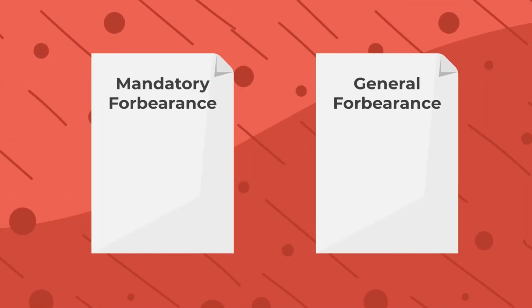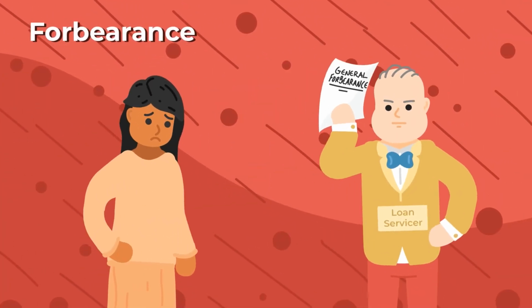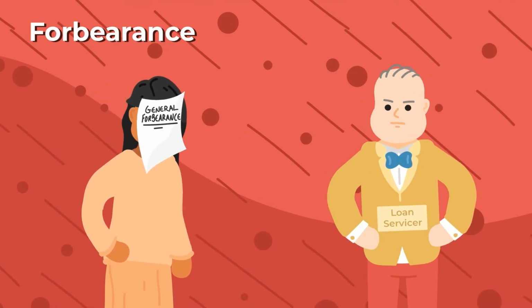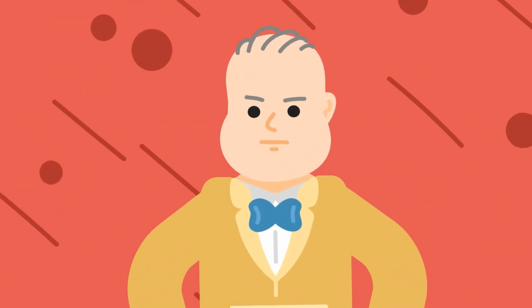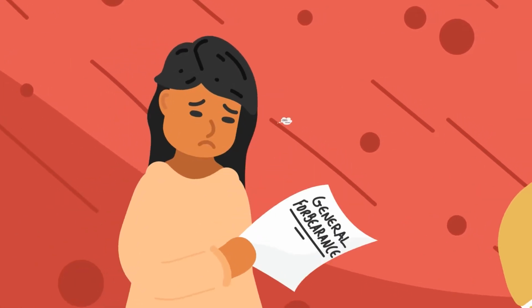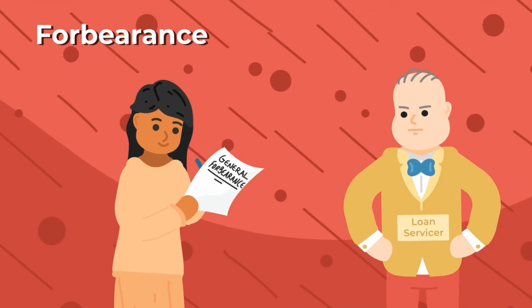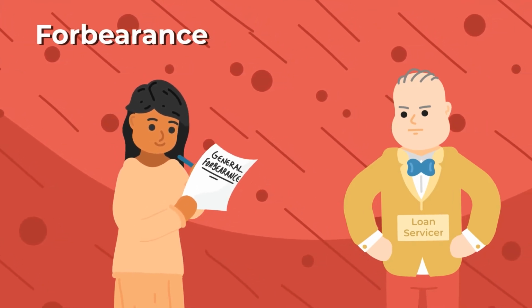A general forbearance has no special eligibility requirements, but is just asking your loan service provider if they'll allow you to stop making payments for a period of time. This decision is entirely up to your loan servicer, but is an option if you don't qualify for any mandatory forbearance or deferment types. The better your payment history and explanation of your situation, the more likely they'll be to approve this.